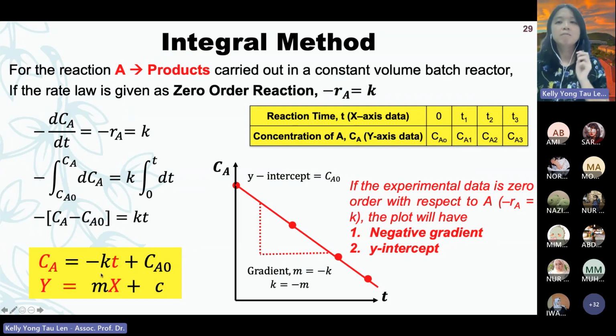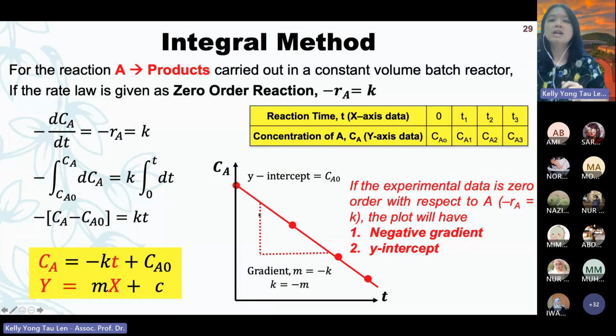Meaning, your gradient must be a negative value. Sebab tu, saya kata plot dia mesti negative gradient. So, kamu kena faham, if your reaction is not zero order, kalau kamu plot, dia takkan memenuhi keperluan ni. Dia memang very specific, only zero order. Experimental data saya, bila saya plot graph ni, hanya zero order reaction akan memberikan saya negative gradient.